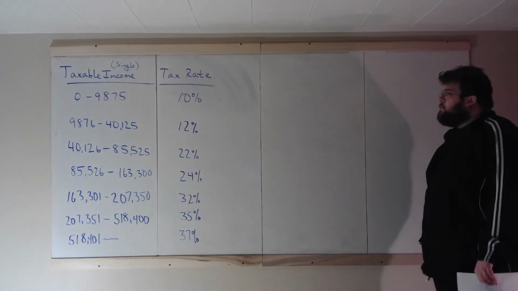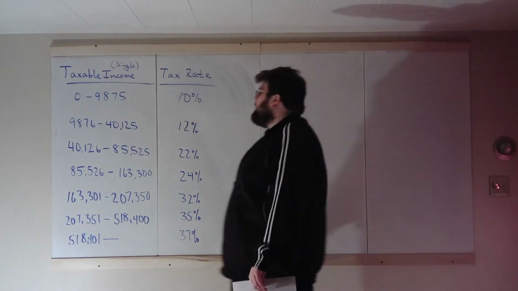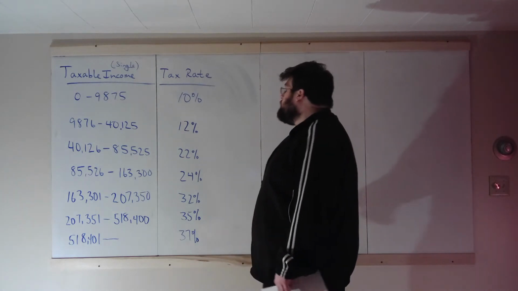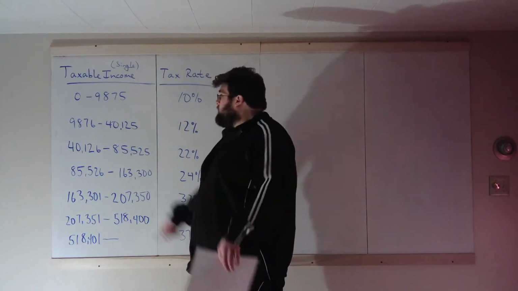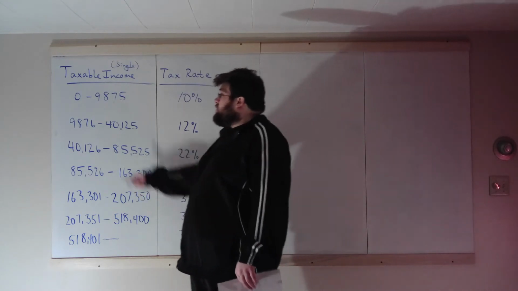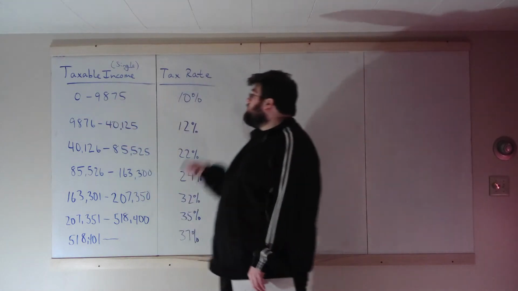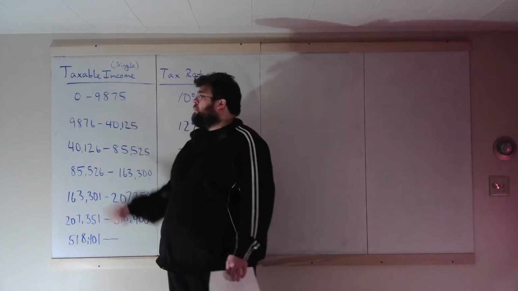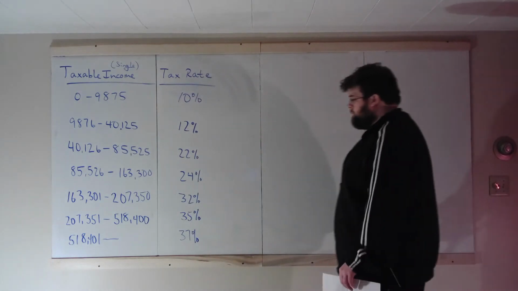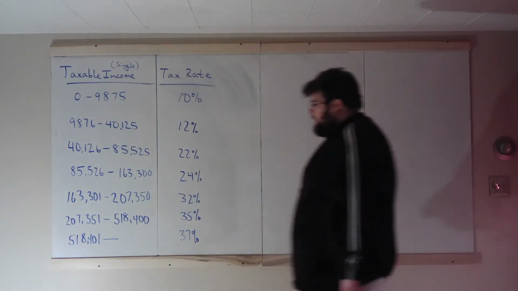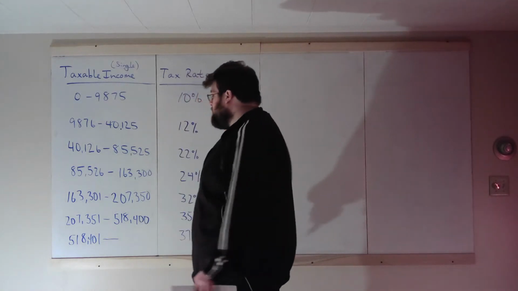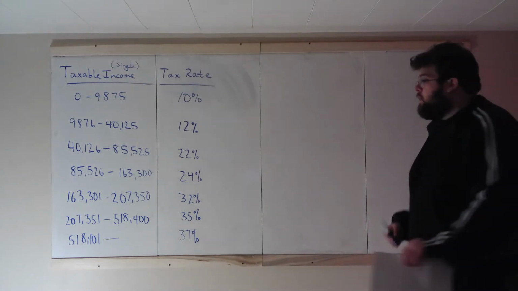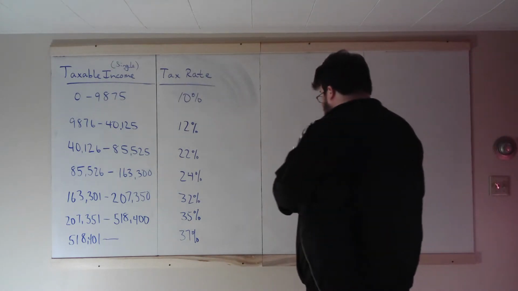And they break down your taxable income into pieces, and they tax that amount of your income at a certain rate. So here, if you earn, say, $10,000, the first $9,875 of it gets taxed at 10%, and then the remaining $125 would fall in this bracket, and that would be taxed at 12%, and so on. The last bracket starts at $518,401 and goes on no matter how much you earn. But let's look at a couple examples.